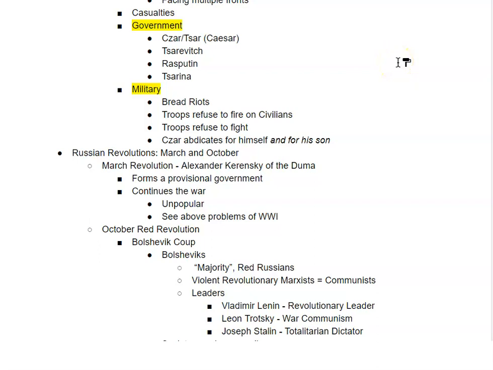This video on the Russian Revolution, we'll talk about the March and October revolutions themselves. We'll look at the Russian Civil War that followed, and then the rise of Vladimir Lenin and the USSR. Last time we left off by talking about the struggles that the government had.